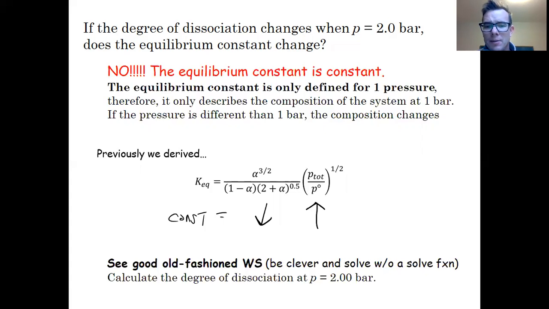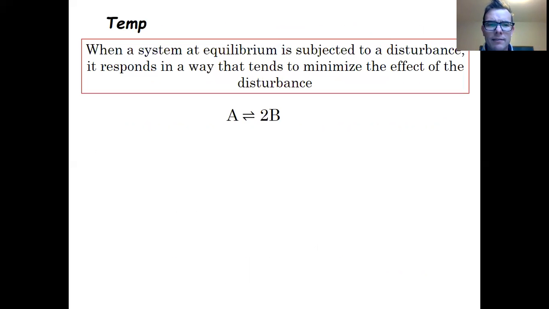All right, there's some good problems that I'll put up here on the good old-fashioned worksheet. We can calculate this degree of dissociation at P equals 2 bar. And my advice to you is, be clever when you solve these and solve it without a solver function whenever you can. That's half the game plan. The other game plan here is temperature.